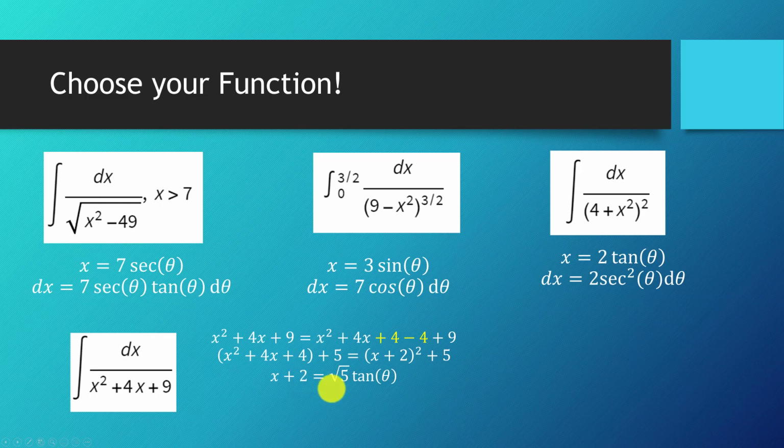From here, x plus 2 equals square root 5 tan theta. We can subtract 2 on both sides and get our value for x. X equals square root 5 tan theta minus 2. And let's take the derivative of that. Square root 5 secant squared theta. I forgot the d theta.